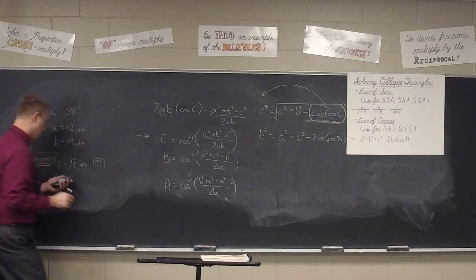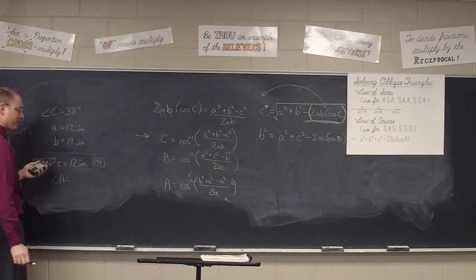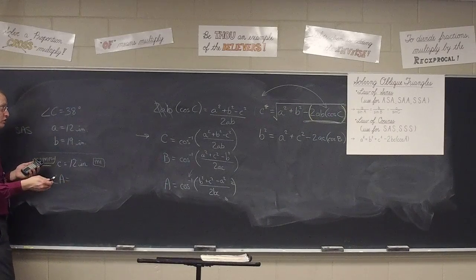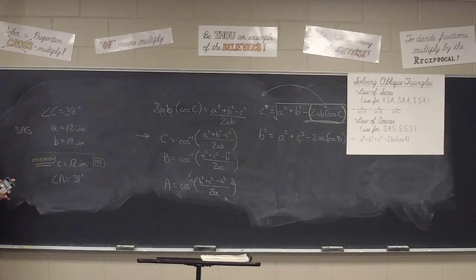Now, take the arc cosine. And we don't have to put this in the memory. What do we get for our angle? 37.74, which rounds to 38 degrees. You say, wait a second. A is 38 approximately. C was 38.